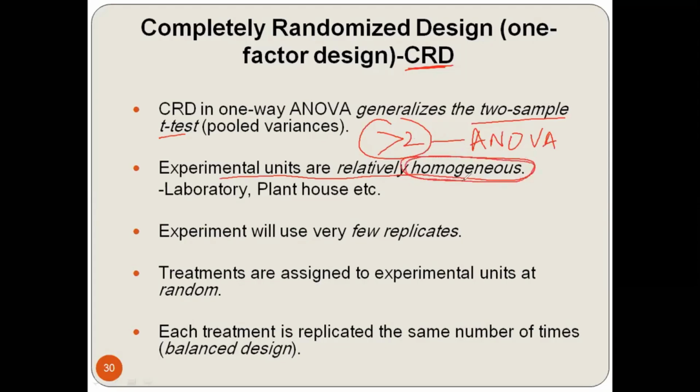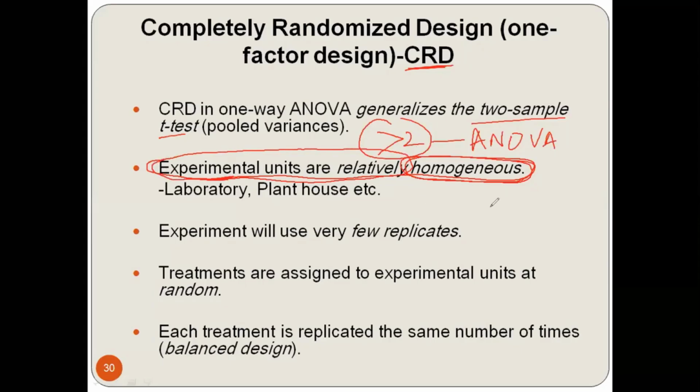What do you mean by homogeneous? A class is not homogeneous. Why? You have male and female, 2 different genders. So it is not homogeneous. So when you do experiments for CRD design, we need to have uniform or homogeneous experimental units.